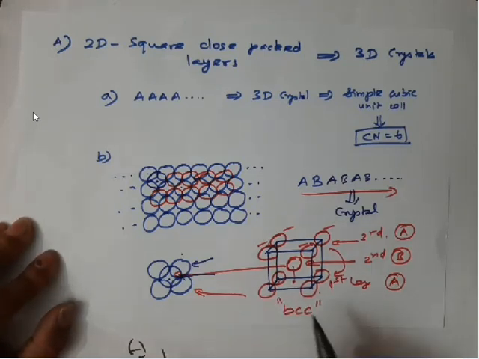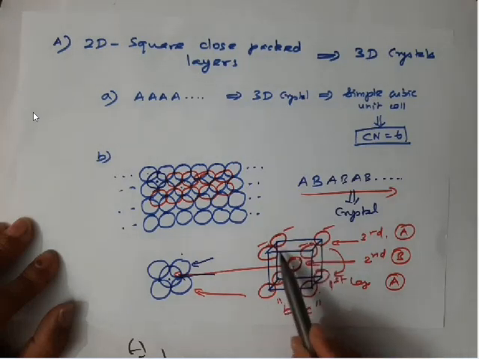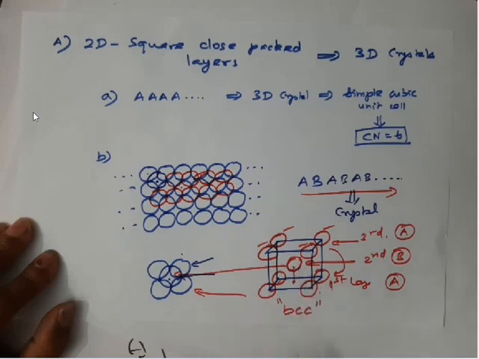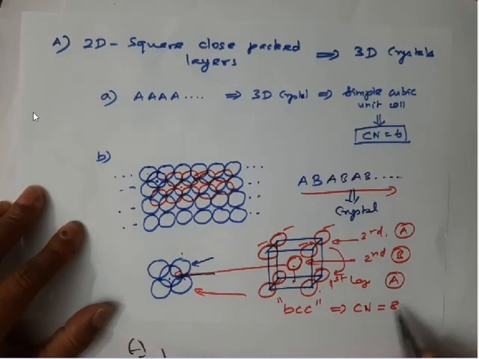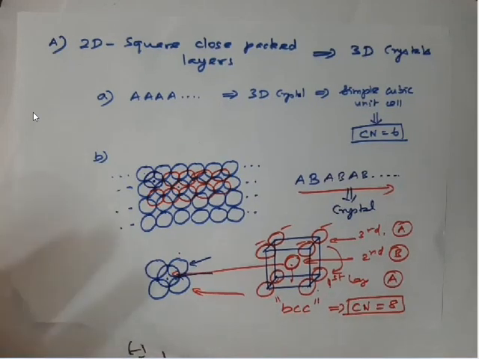In the body centered cubic unit cell, listen, the top 4 atoms and the bottom 4 atoms are touching the middle atom, touching the surface of the middle atom. Therefore, in BCC, coordination number is 8. In body centered cubic unit cell, coordination number is 8. Okay, remember this is very, very important.